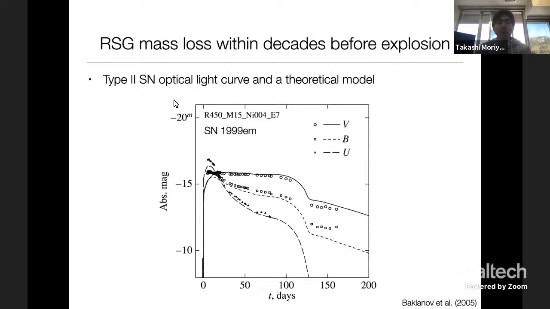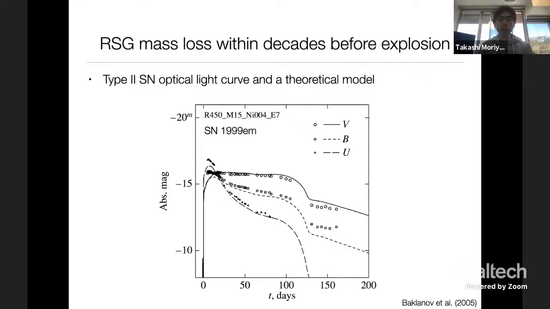For type 2 supernovae, there have been many good observations recently, and there are several good observations from more than 10 years ago, and of course theoretical models have been made. This is one example of a classical type 2 supernova, 1990 EM, which was very well observed back then, and there was a theoretical light curve model which explains this plateau phase in multicolor very well.